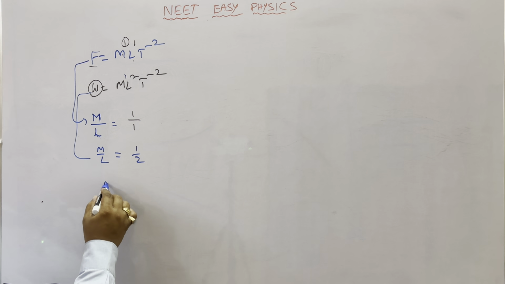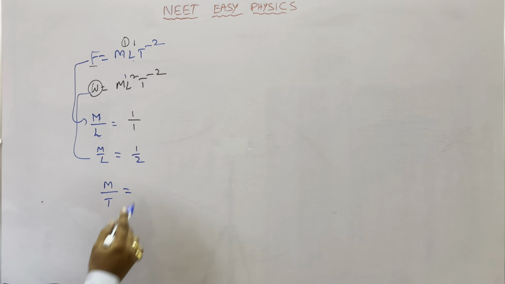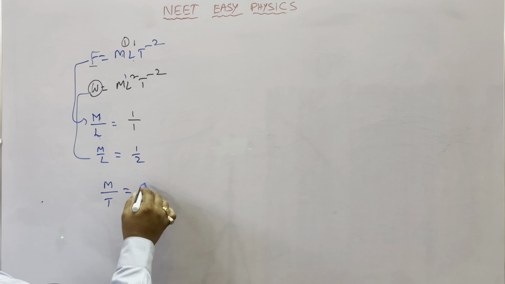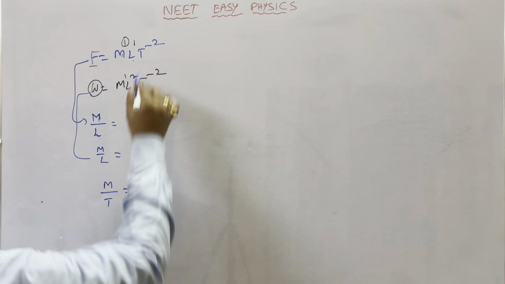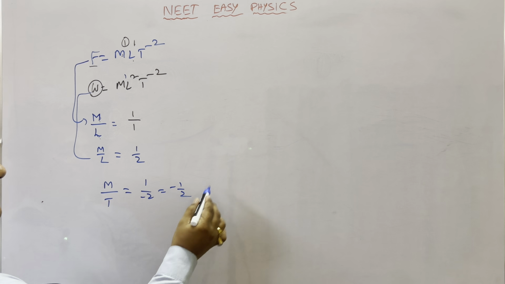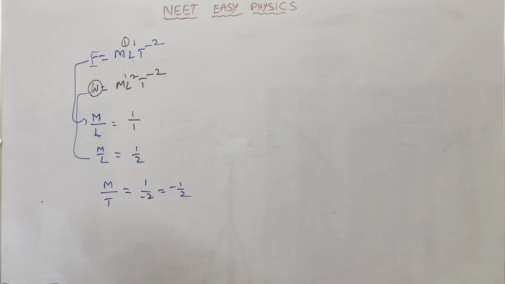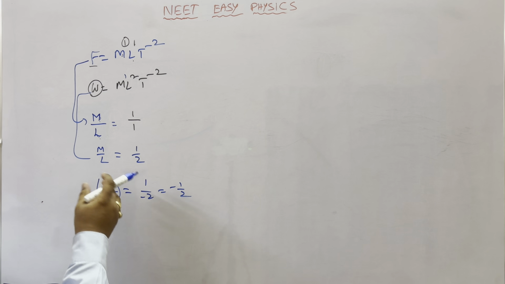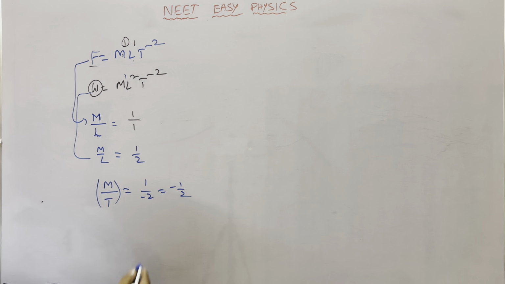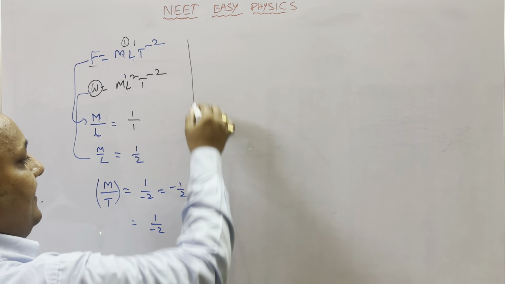Now what is the ratio of dimension of mass and time in force? Then M power how much? 1. T power how much? Minus 2. Therefore 1 by minus 2. Same question if they ask in work: what is the ratio of dimension of mass and time in work? At that time M power 1 is there, T power minus 2. So these two are going to come as the same answers. Now you can create your own question like this.